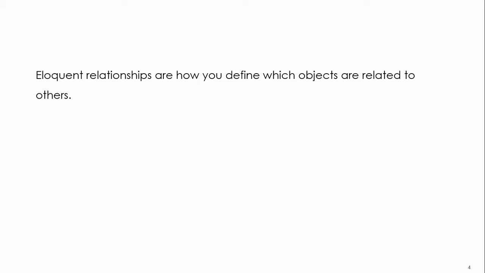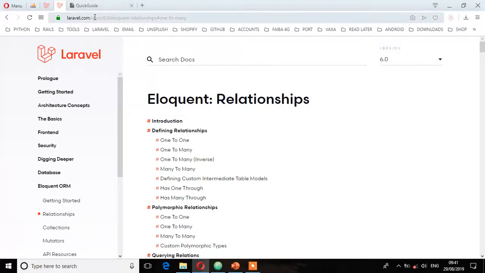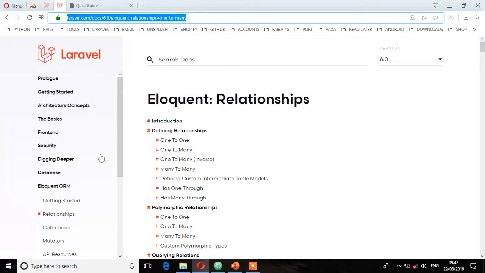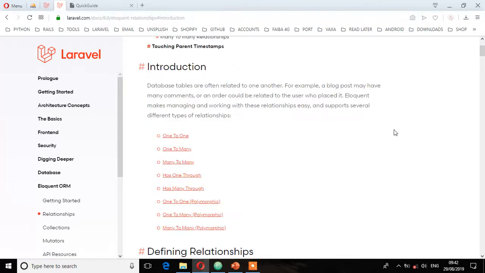Eloquent relationships are how you define which objects are related to others. Let's see some of these relationships from the Laravel documentation. If you go to laravel.com, we have this Eloquent ORM and then relationships. In the introduction, database tables are often related to one another. For example, a post may have many comments, or an order could be related to the user who placed it. Eloquent makes managing and working with these relationships easy and supports several different types of relationship.